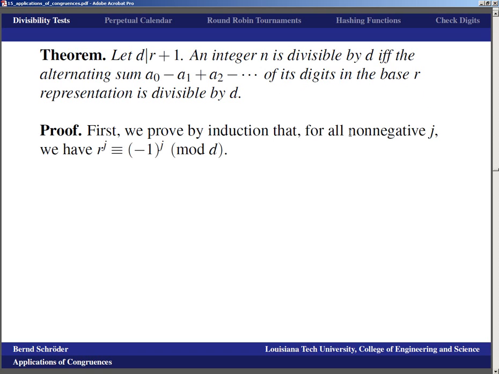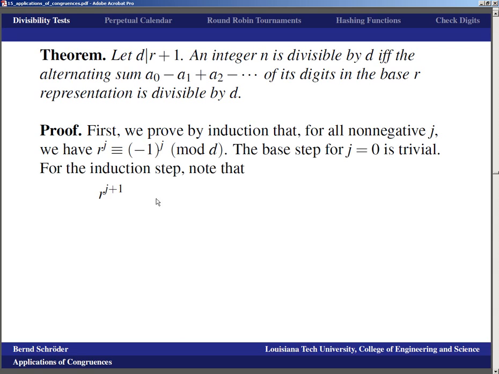Proof? Well, hey, we prove by induction that for all non-negative j, we have that r to the j is equivalent to negative 1 to the j modulo d. And the base step for j equals 0 is trivial again. For the induction step, we have that r to the j plus 1 is r times r to the j. And we know that because d divides r plus 1, that means that r minus negative 1 is divisible by d, and that means that r is equivalent to negative 1 modulo d, and r to the j is by induction hypothesis equivalent to negative 1 to the j. And so that means this is equivalent to negative 1 to the j plus 1 modulo d.